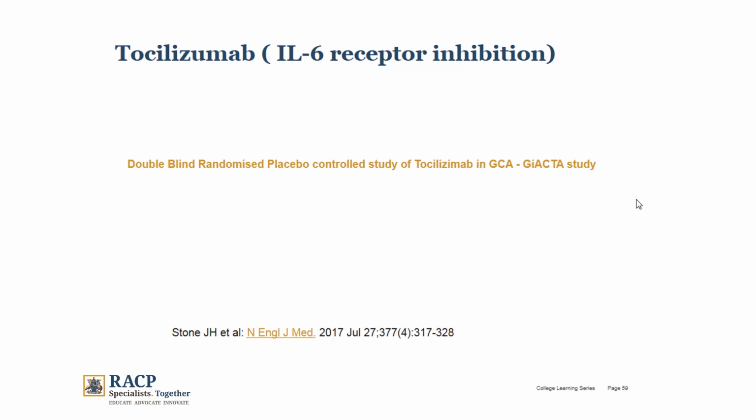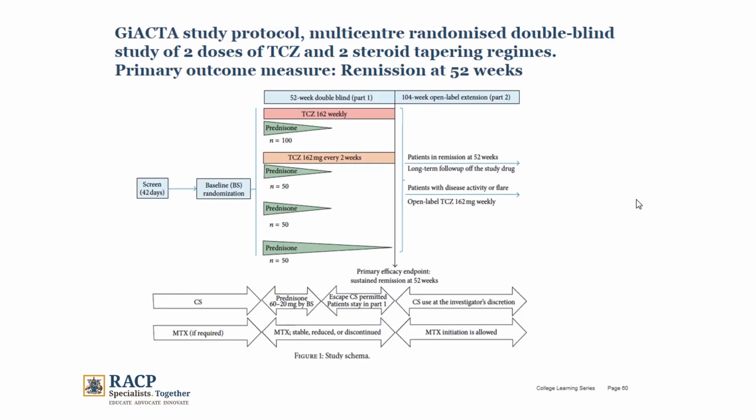has been studied in a double-blind randomized controlled trial in giant cell arteritis, and this was a multi-center study for 52 weeks with 4 arms, with tocilizumab given along with prednisolone weekly, fortnightly in another arm, and then compared with placebo with prednisolone taper for 26 weeks or for 52 weeks in the 4th arm.